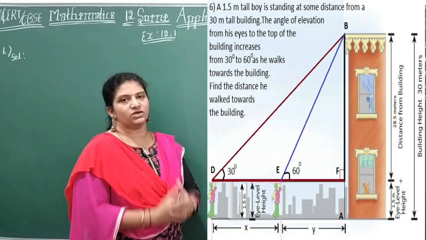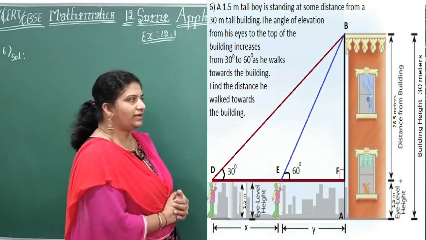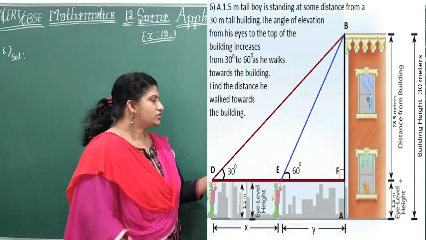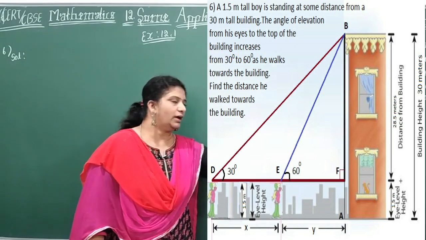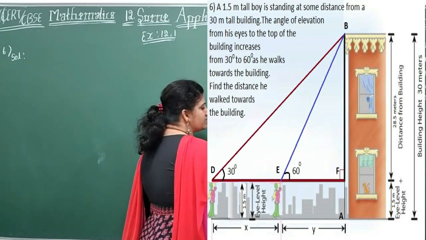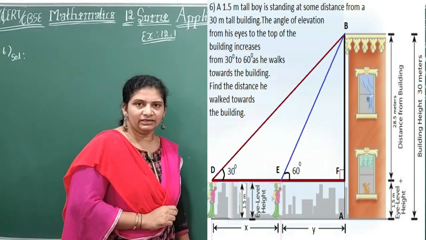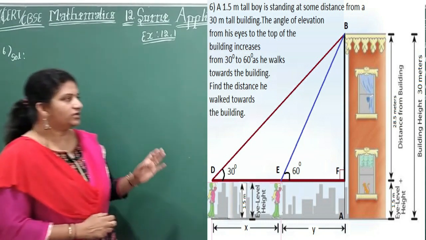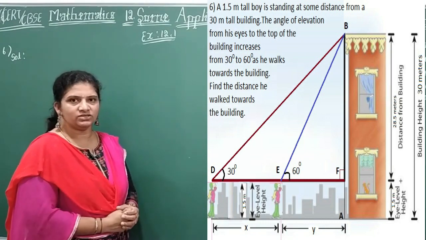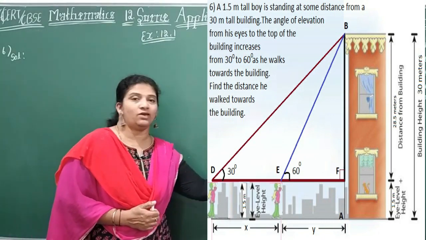See here children, first observe what I need to do here. What is given we have seen. What I need to do is find the distance he walked towards the building. So from here he started walking up to here. He is walking towards the building. What is this distance is your question. Let's start here. Observe the figure carefully. Try to imagine the picture in your mind. Then we are going to start here. They asked us to find the distance he walked, right?